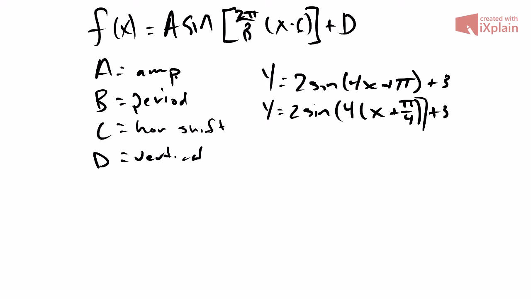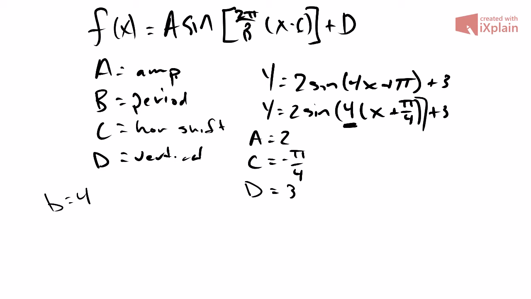Alright, so we know a is going to be 2. We know c is going to be negative pi over 4. And let's see, d is going to be 3. But let's look at b. Little b equals 4, as we can see right here.